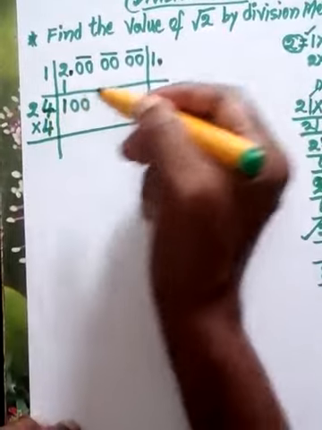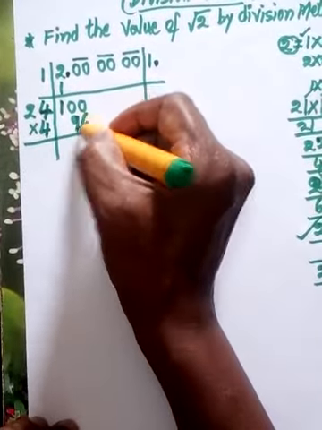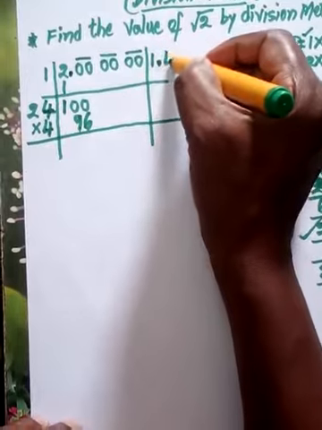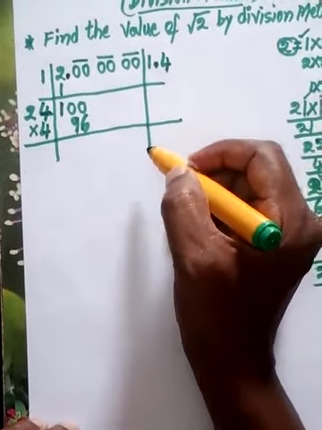So 24 fours are 96. Again we have to take this 4 in the quotient place.